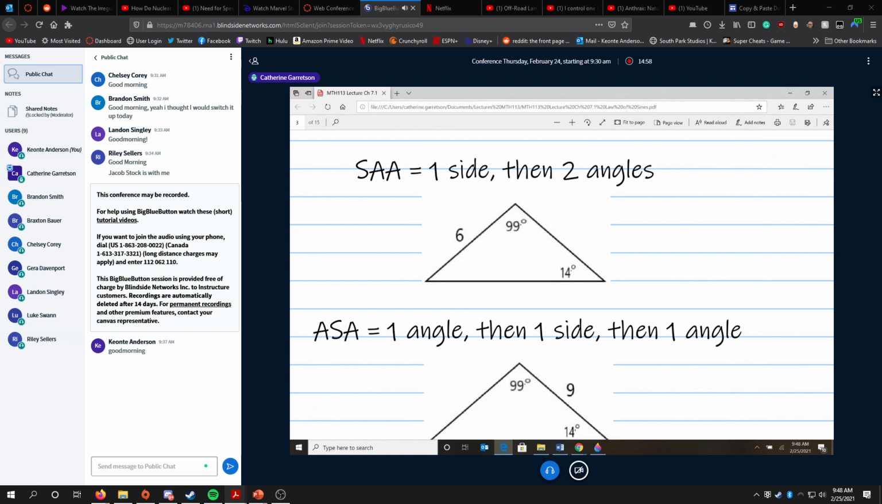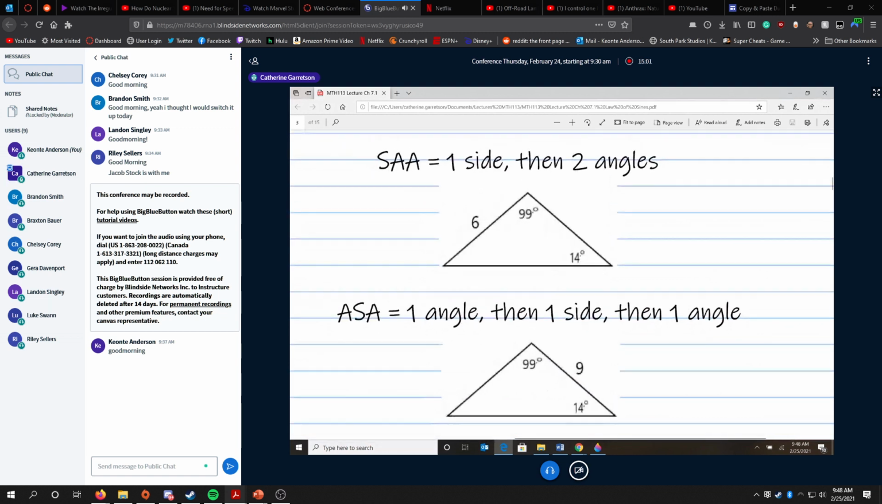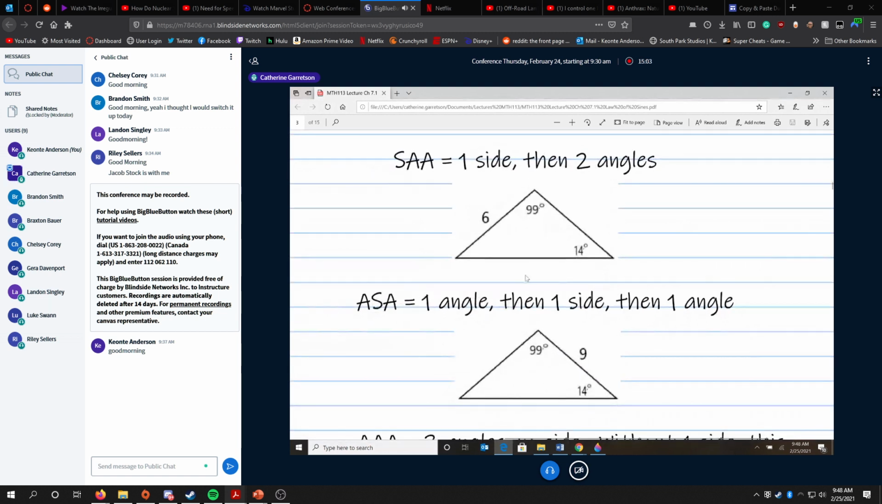Now, angle side angle is different because as I read it, it goes angle, and then the side, and then the angle. So the side that you're given the length of is in between the 2 angles that you are given. So this would be angle side angle.